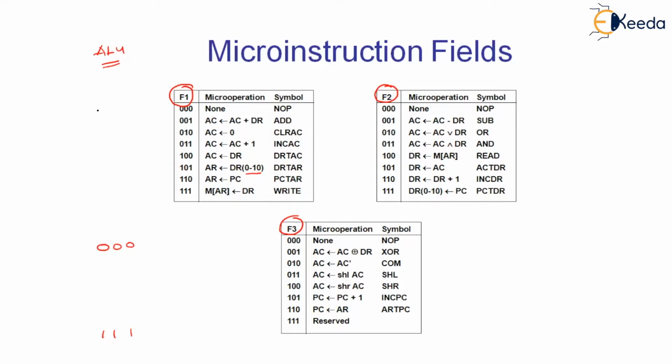For an example, the instruction, once again, let me tell you, the instruction is ADD 24. So this 24, which is in the least significant 11 bits, is going to specify a memory address in which the operand is available.